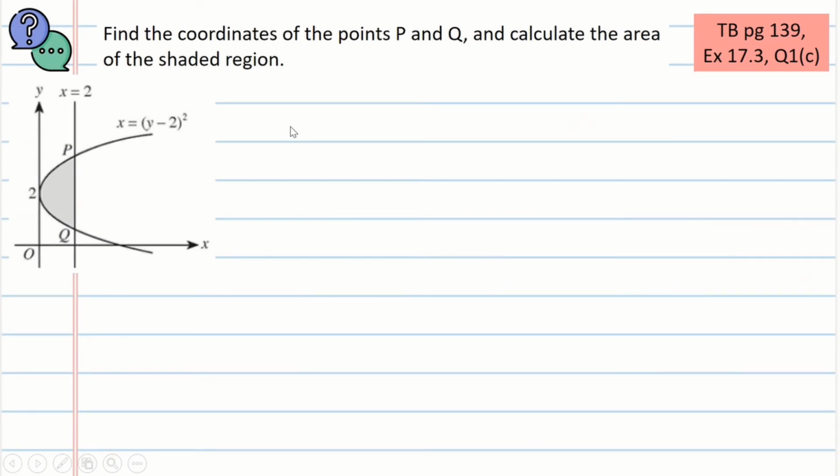Next, I want us to take a look at exercise 17.3, question 1c, where we want to find the coordinates of the points P and Q found in the diagram, and also to calculate the area of this shaded region. I'm going through this question because this is with reference to the y-axis instead of with reference to the x-axis. Okay, so let's bring back that concept that we learned in the previous lesson.